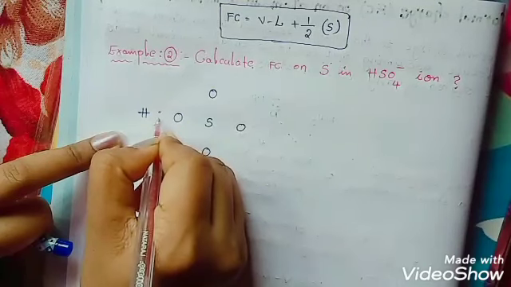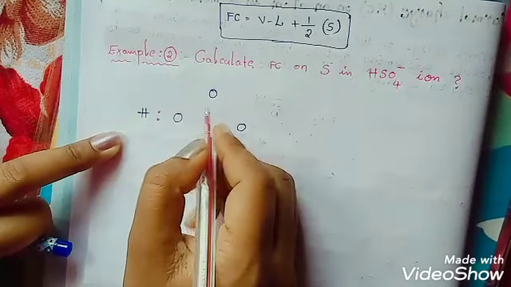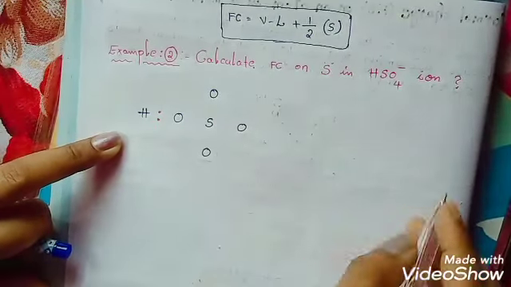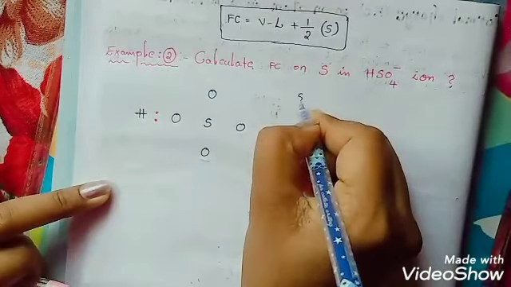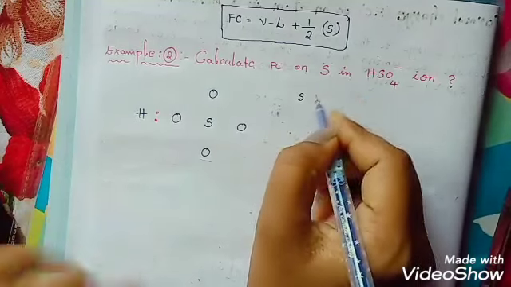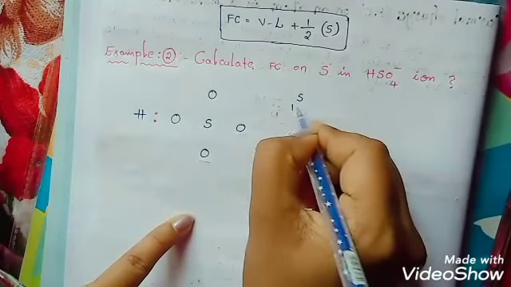Hydrogen has 1 valence electron, and let us see the sulfur. Before doing that, you can write the sulfur electronic configuration. Sulfur means atomic number 16.